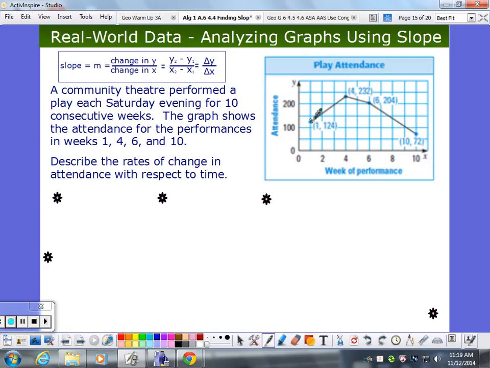Positive slope. What does this say about the attendance based on what week we are? Yeah, it's going up. Our attendance is getting better, right? Now, what happened between week 4 and week 6? Positive, negative, 0, undefined here. It's negative. It's starting to go down a little.